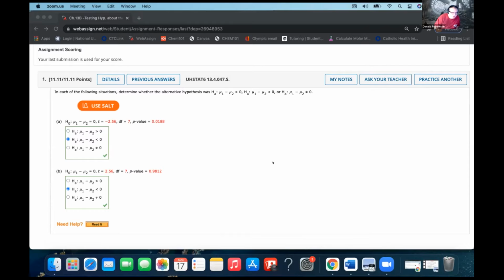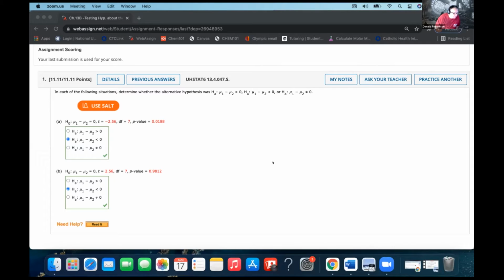So what I'm looking at here is the T number is negative 2.56. That's important. And the degrees of freedom are 7. And the p-value is 0.0188. Okay? So far, so good. So what I'm able to do by just looking at this is prove to you that the middle one is the right answer. Okay?